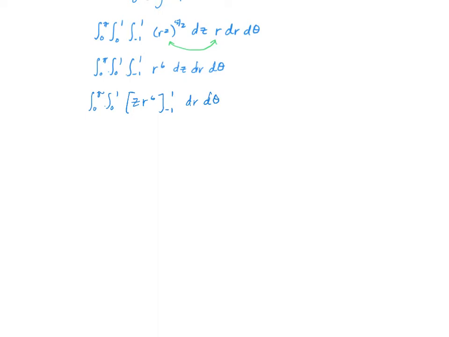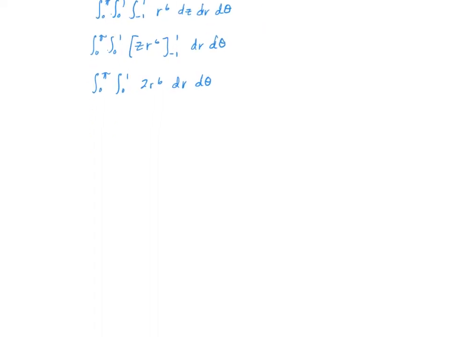And that would be negative r to the 6 minus positive r to the 6. Sorry, that was backwards. That is r to the 6 minus a negative r to the 6, which turns out to be 2r to the 6. My integral will be 0 to pi, 0 to 1, 2r to the 6 dr d theta.